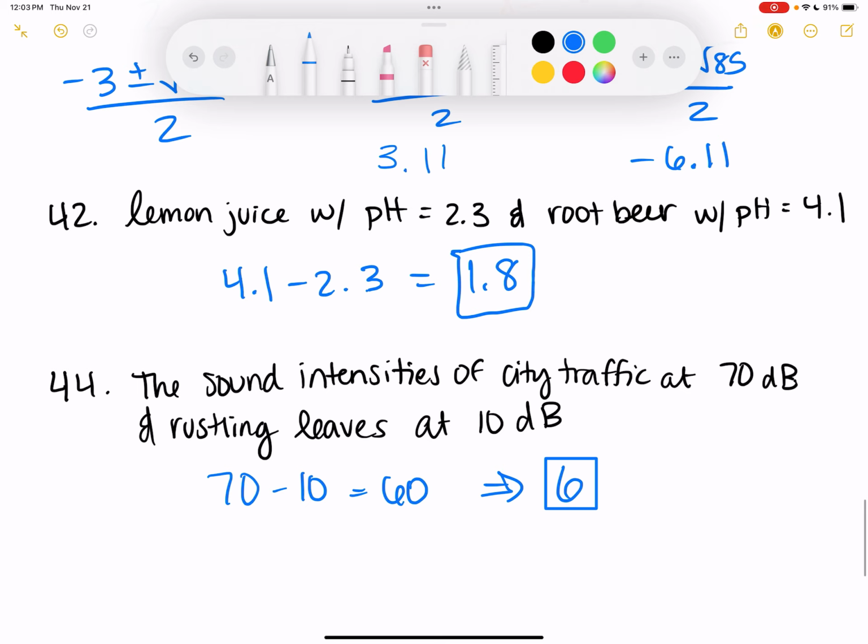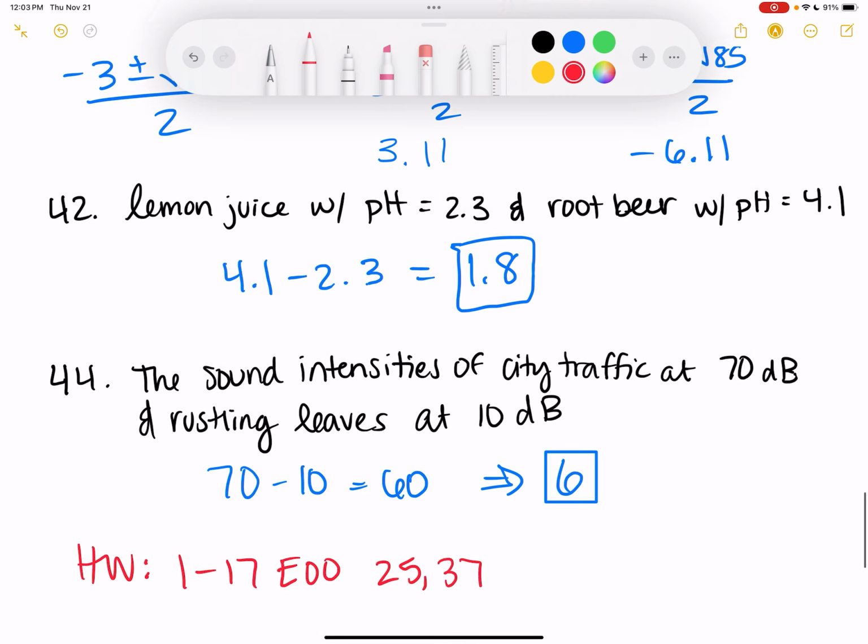All right, problems then are 1 through 17, every other odd. I think 17's included. If not, then end on 15, however that rolls. And then 25, 37, and 41.